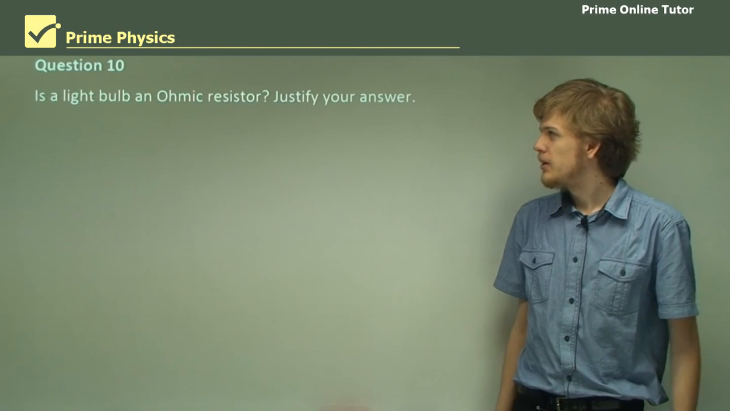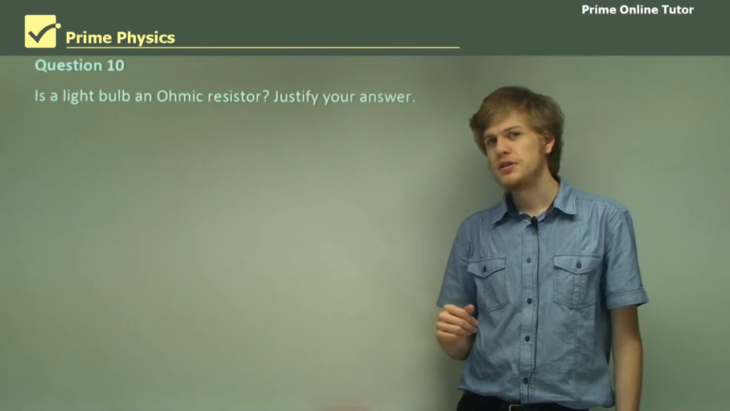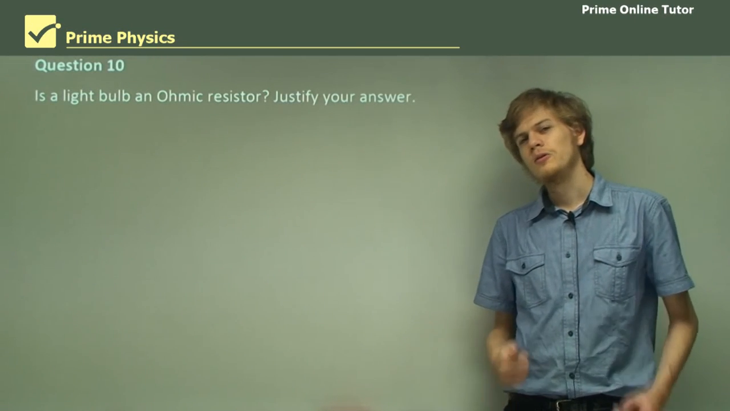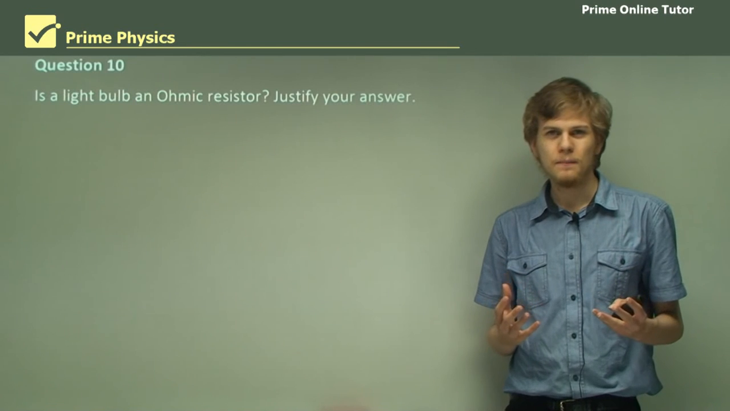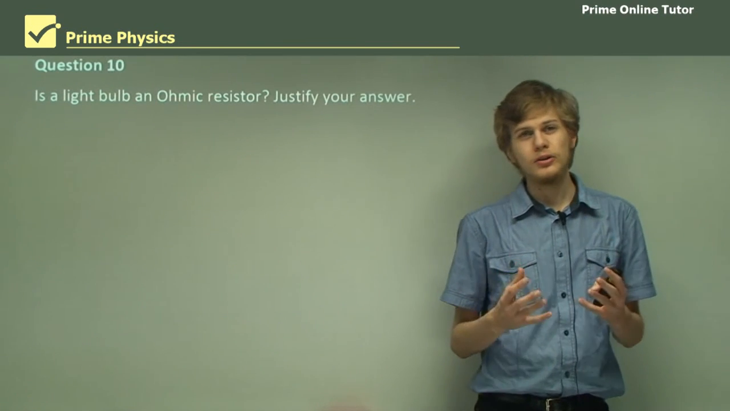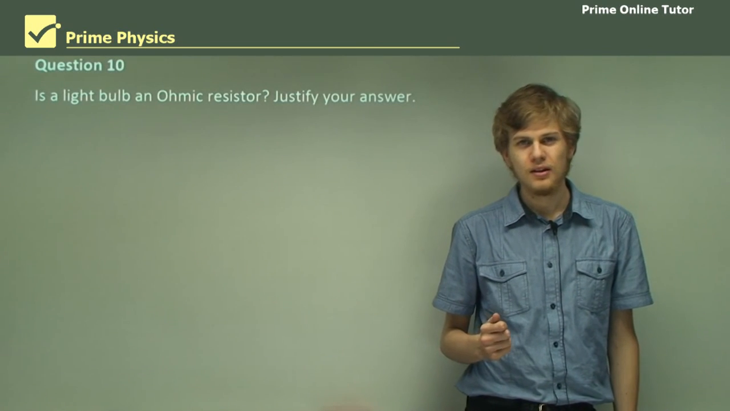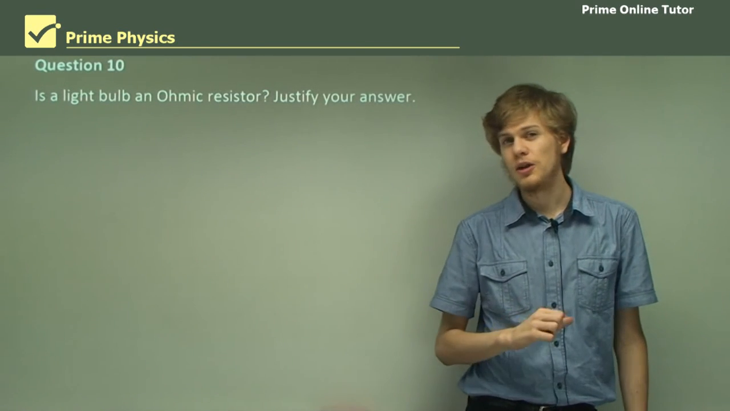Question 10. Is a light bulb an ohmic resistor? Justify your answer. Now, what constitutes an ohmic resistor? It means that current has to increase linearly with voltage at all times. But this is not the case for a light bulb.